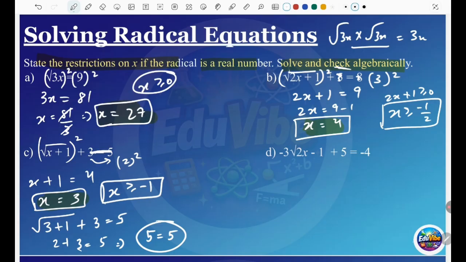That's how you can check it. You have to do it for every question. I did it with that question only, but you have to do it for every question, because this is for marks.